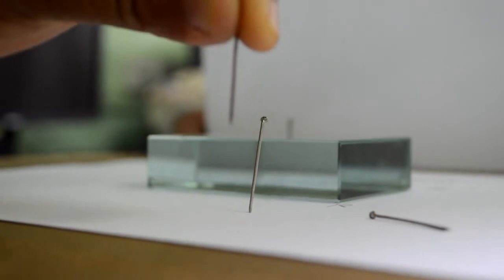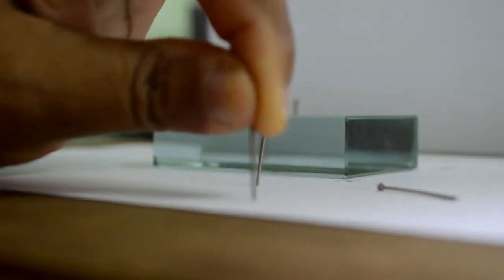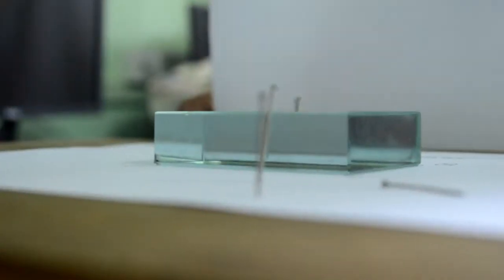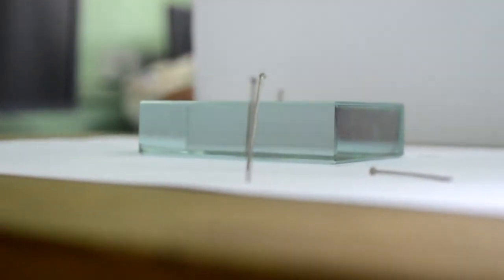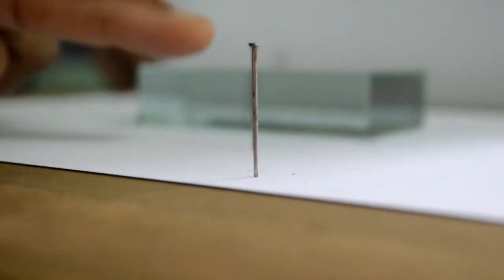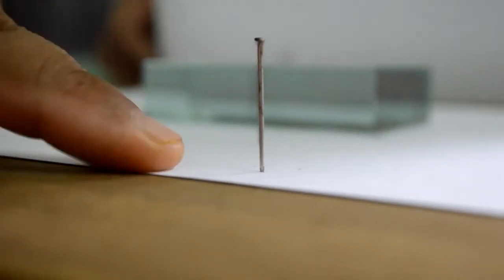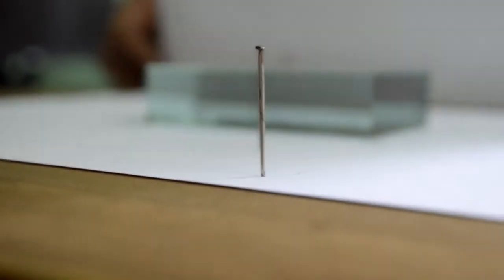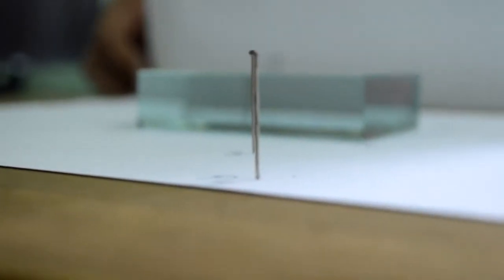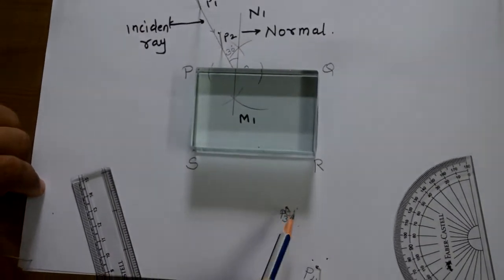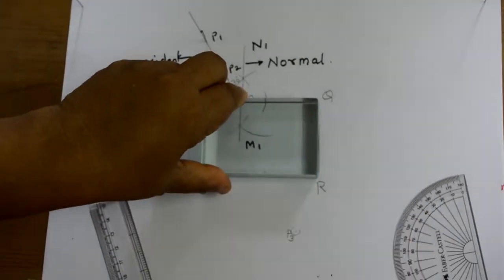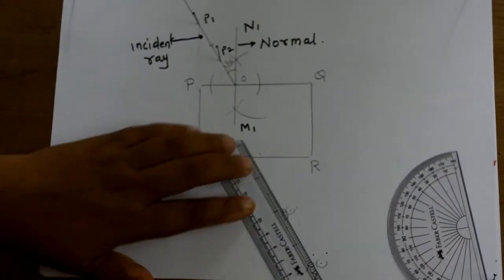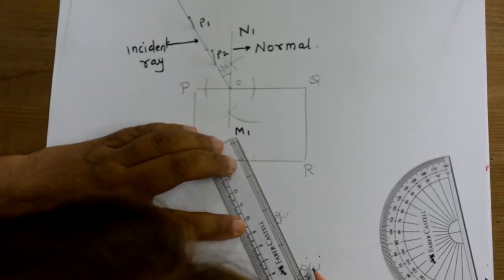Now I will be fixing pin 4 so that pin 1, pin 2, pin 3 and pin 4 are all in one line, visualizing through the glass slab. So children, pin 1, pin 2, pin 3 and pin 4 are in alignment, the bases of pins 1, 2, 3 and 4 visualized through the glass slab. So let me mark pin 3 and pin 4. Before removing pin 3 and pin 4, draw a circle around them, marking them, and then remove the pins. Also remove the glass slab.